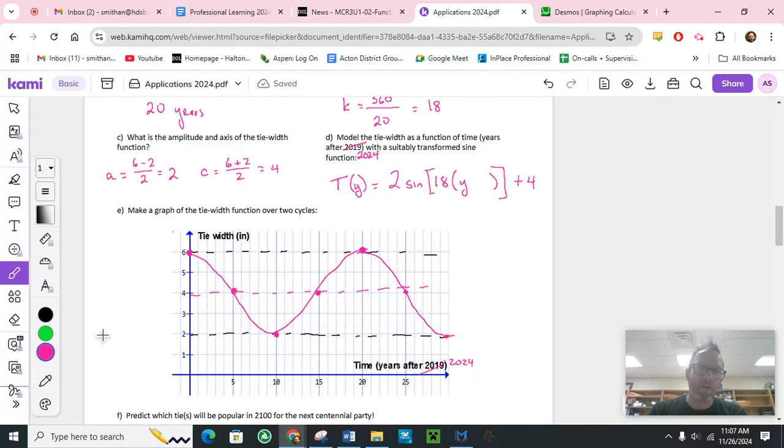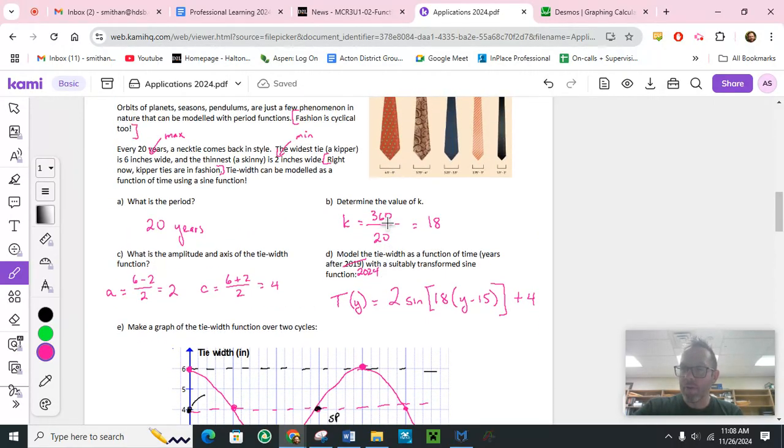Now, what is our phase shift? We have options. I'm using a sine function. So normally the sine function starts at the axis at 0 and goes up from there. But this time, that is occurring at t equals 15, or in our case, the 15th year. So because we're shifted over 15 to the right, I'll have y minus 15. The width of tie in terms of the years since 2024.